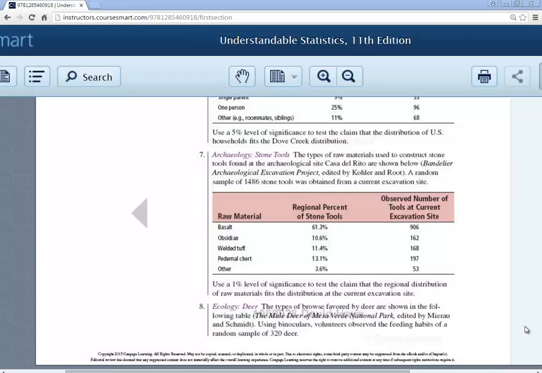Let's take a look at this problem. Types of raw material used to construct stone tools found at archaeological site, Casa del Rito, are shown below. Random sample of 1,486 stone tools obtained from a current excavation site. Okay.